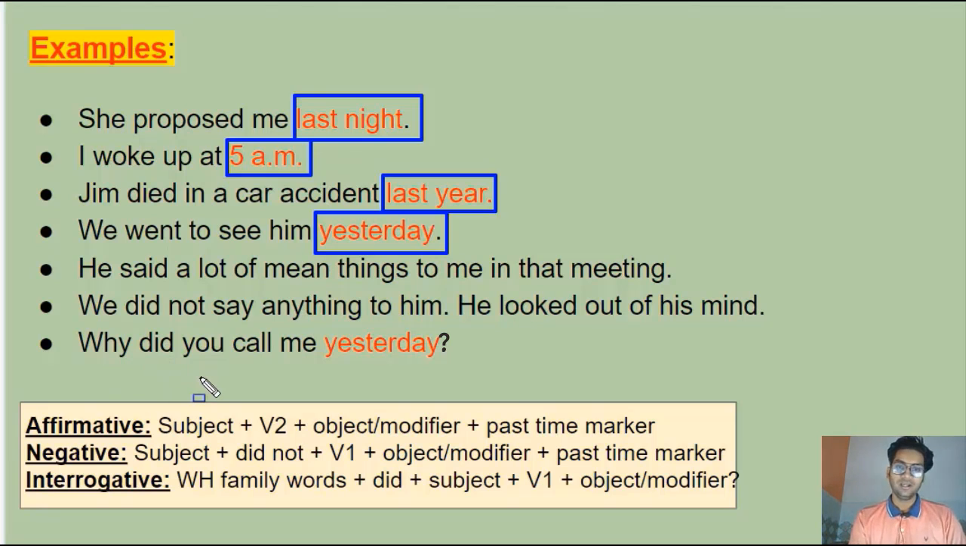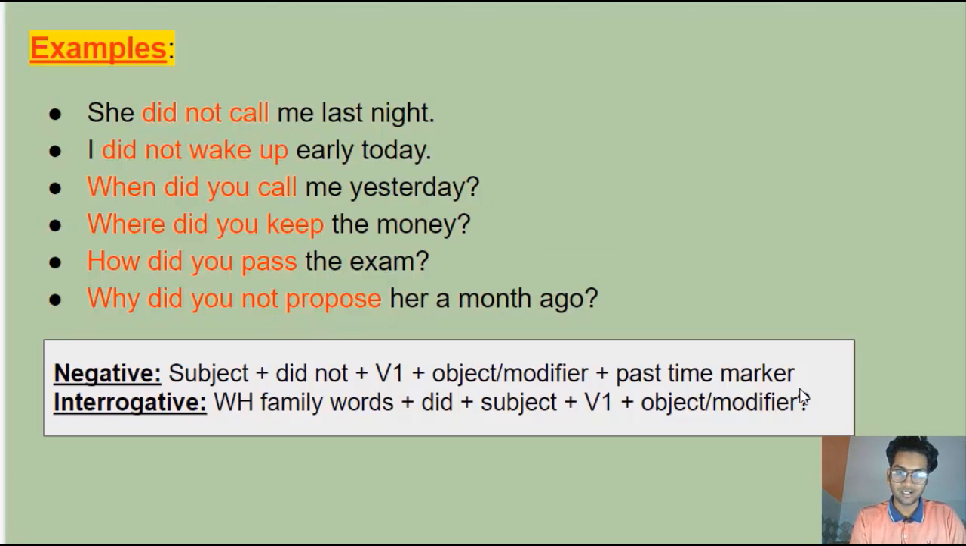Okay? Now I'm going to show you more examples, negative and interrogative sentences. You already know the structure. Let's look at more examples. She did not call me last night. Something that did not happen. You're saying she called you last night, and I'm pretty sure it didn't happen. I'm saying she did not call me last night. Something didn't happen in the past.